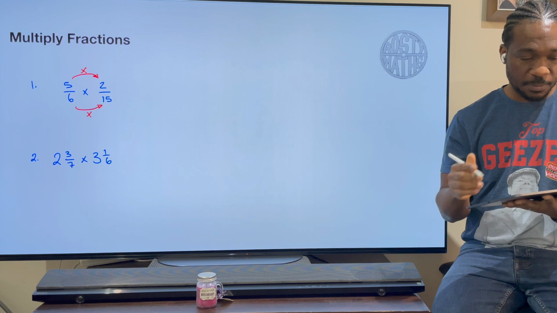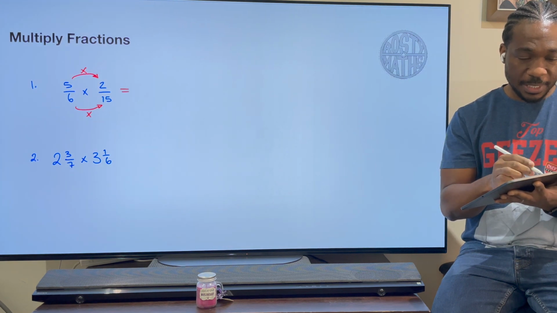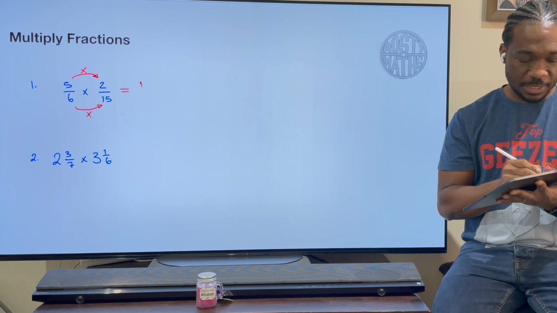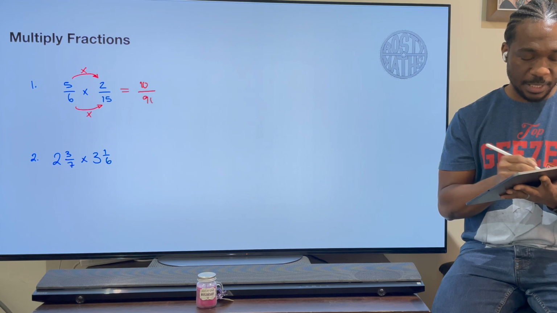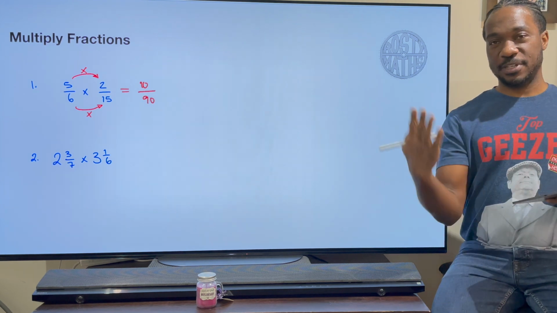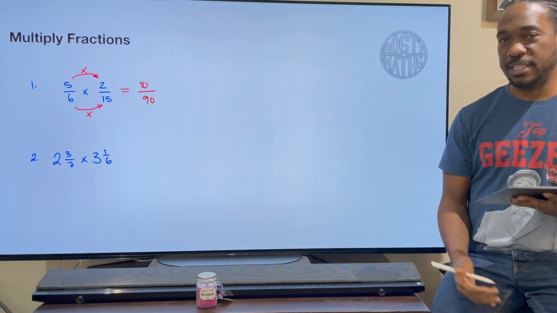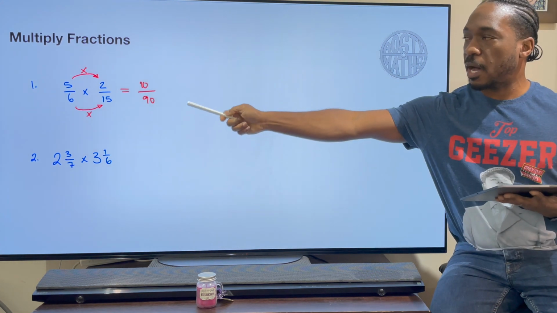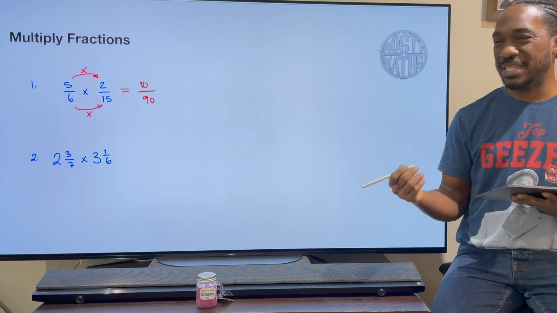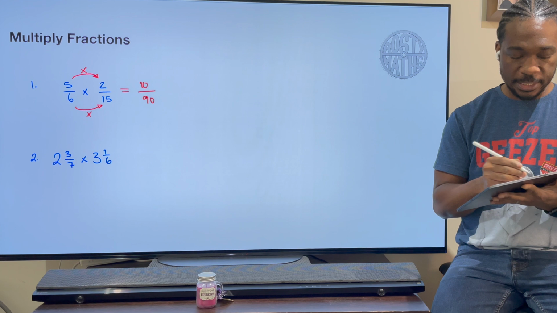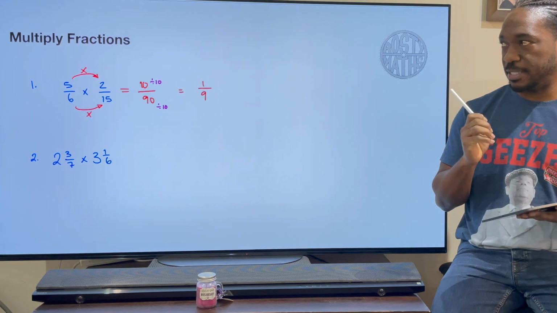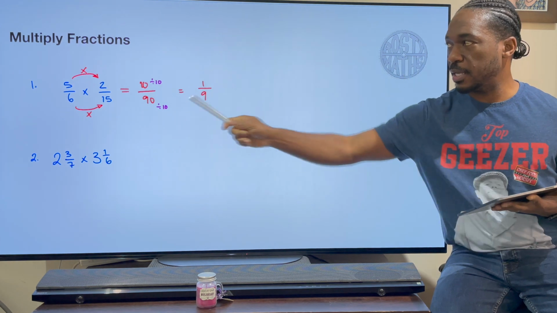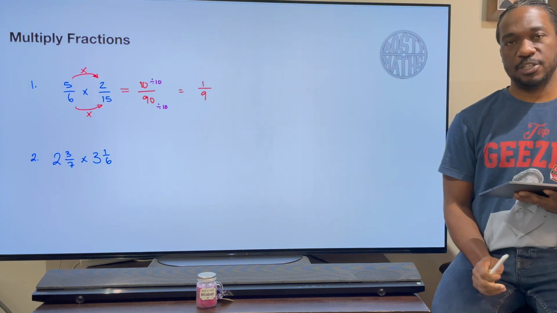So let's multiply the numerators. Well, when we multiply the numerators, 5 times 2, that gives me 10. And then 6 times 15, that gives me 90. Now, lucky for us, I've given us a nice easy question today because simplifying this is really easy. What's the highest common factor between 10 and 90? Well, it's 10. So we're going to divide both by 10. And then our final answer is going to be 1/9, because 10 divided by 10 is 1, and 90 divided by 10 is 9. And that is finished.